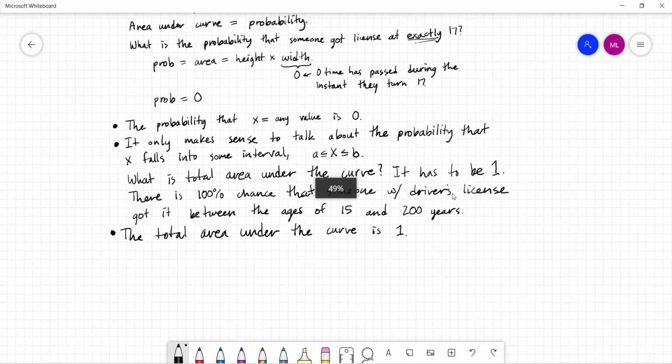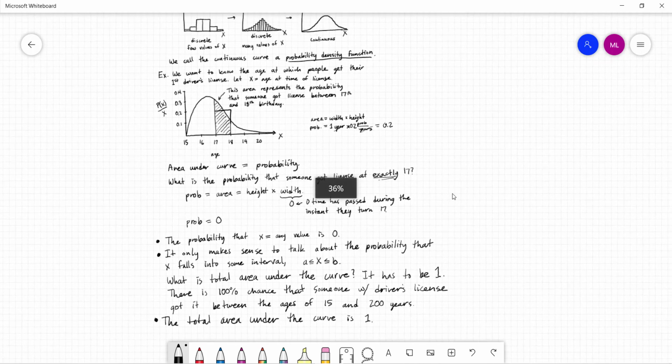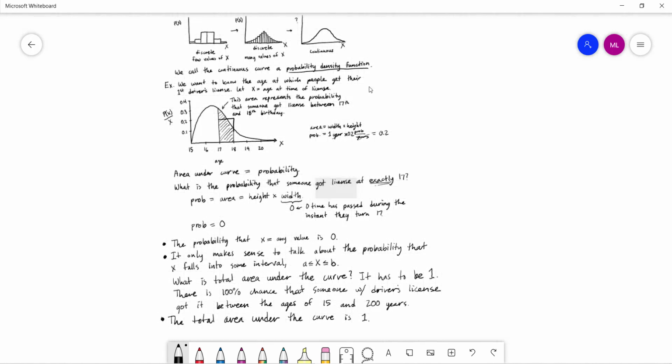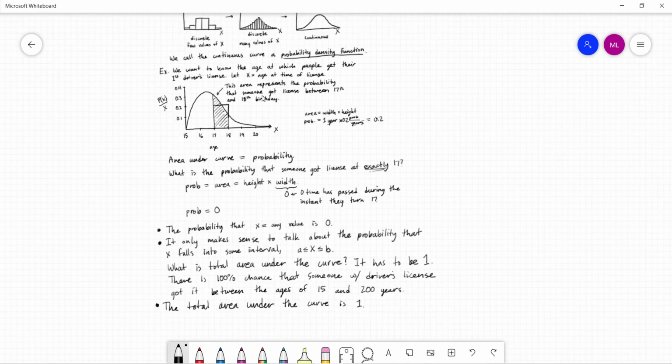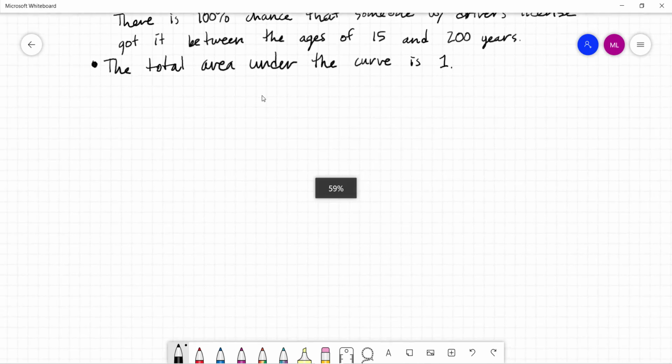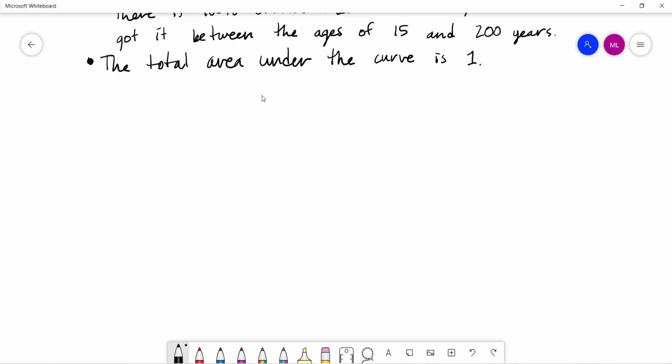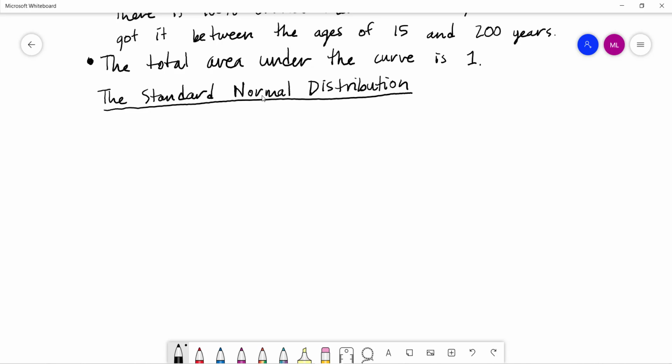Okay, so everything we've talked about so far, all of these ideas that hopefully make some sense, these all refer to just generic continuous probability density functions. We haven't talked about the standard normal distribution yet. So let's move on to that. The standard normal distribution turns out to be one type of continuous probability density function.